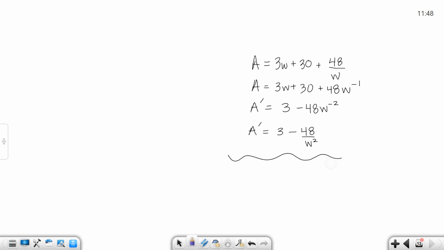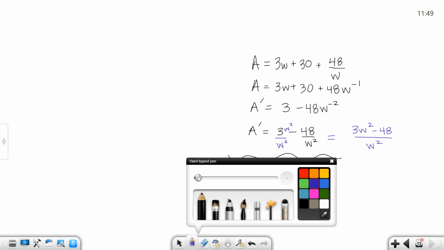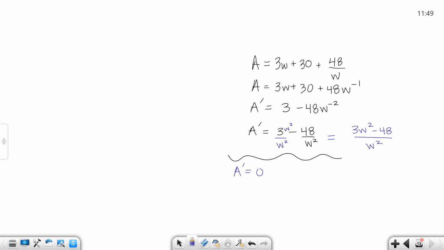Now, what we have to do with that derivative is set it equal to 0. But before we can set it equal to 0, we need a common denominator. So I'll put a w squared in the bottom, which means I have to put 1 in the top. Simplifying this out, we get 3w squared minus 48 over w squared. Now we have a common denominator and we can put them together. To see where the derivative equals 0, we set the top piece equal to 0. To see where the derivative is undefined, we set the bottom piece equal to 0.